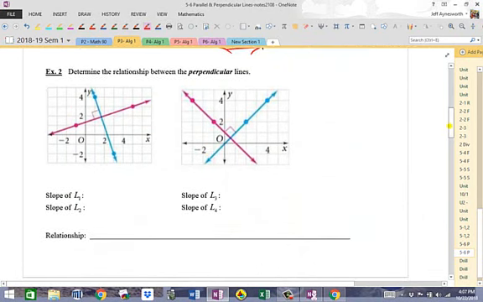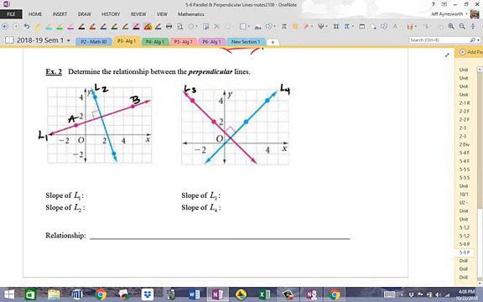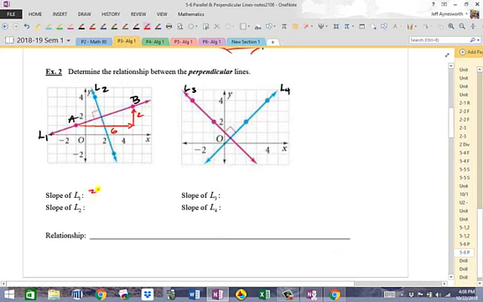Now, the relationship between perpendicular lines is different. Let's label these here too. We've got line 1, line 2, and then line 3 and line 4. Let's figure out the slope of line 1. From A to B, let's rise and run a little bit. I can go to the right 1, 2, 3, 4, 5, 6. So right 6, and then up 2. So the slope of line 1 is 2/6 or 1/3.